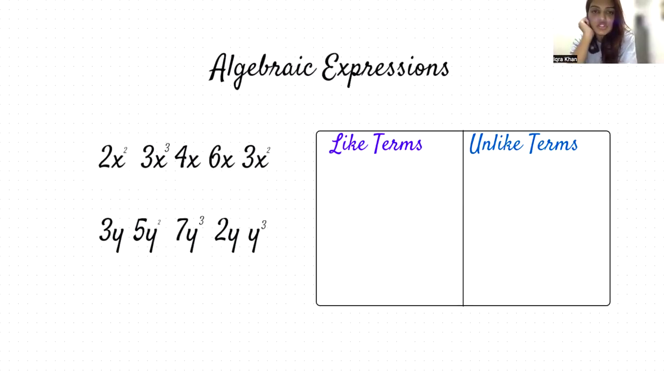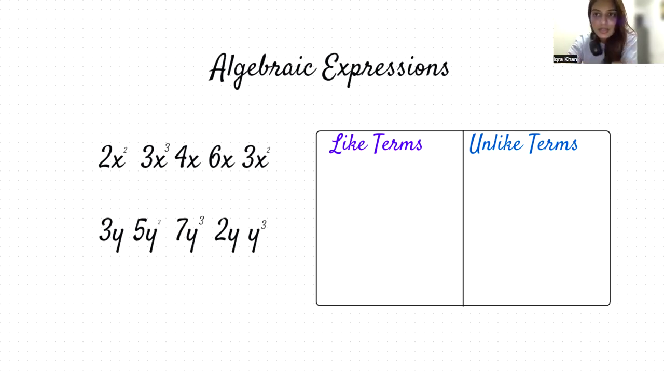Okay, guys, so this is just a continuation of the other video on algebraic expressions. And in this video, I'm just going to quickly show you the difference between like terms and unlike terms, okay? So if you look at the set of terms that I have written out here, it's very simple to find your like terms from your unlike terms, okay?